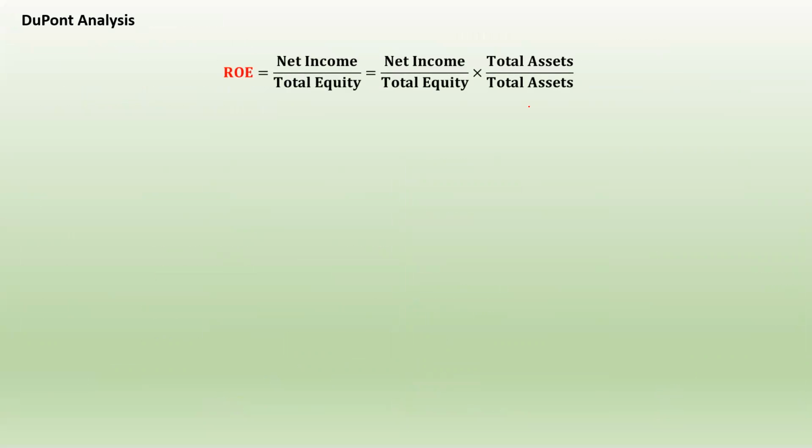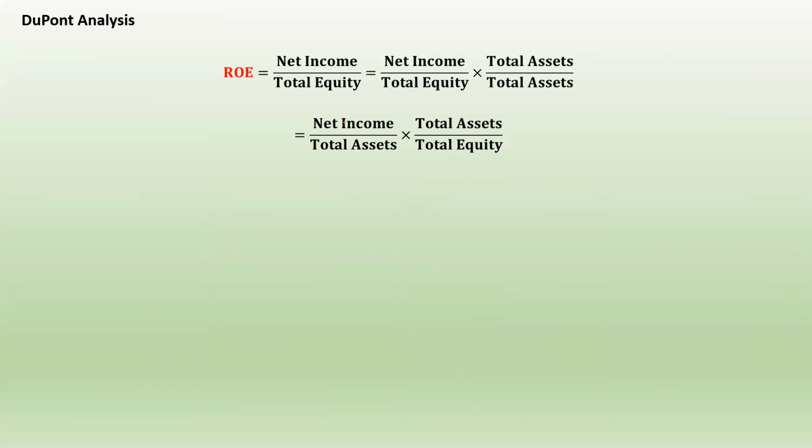Here I will introduce this DuPont analysis. We will break down the return on equity. From the definition, we know that return on equity equals net income divided by total equity. And we multiply this by 1 because total assets divided by total assets equals 1. One number divided by itself equals 1. Then we can rearrange this formula. It becomes net income divided by total assets times total assets divided by equity.